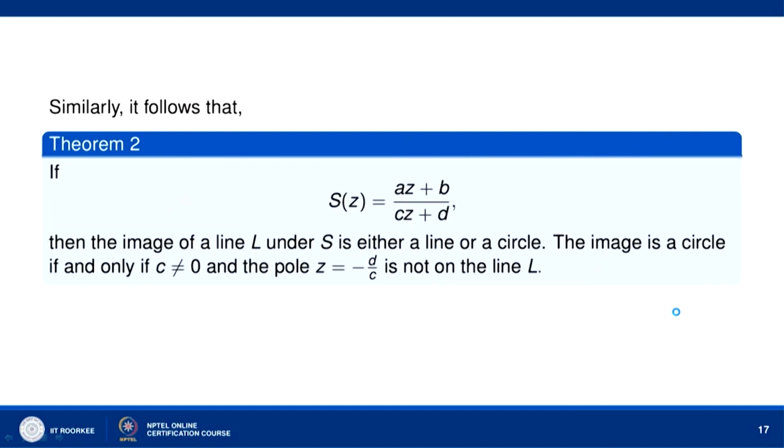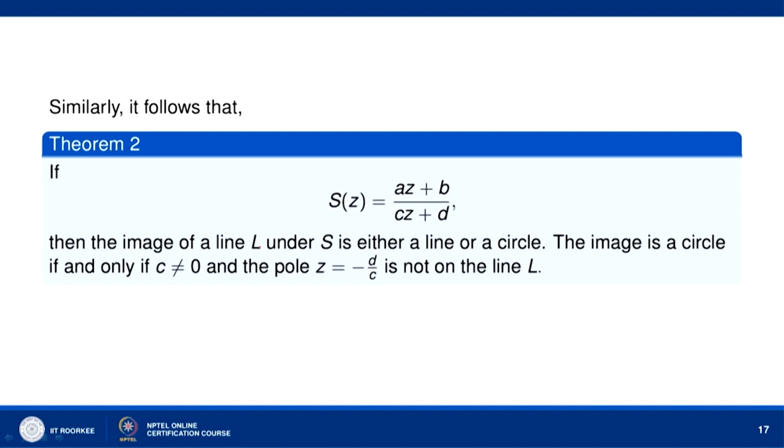Similarly, we have the other theorem which says that again if S(z) is a bilinear transformation, then the image of a line L. Now, we will take the case of a line. Earlier in theorem 1 we took the case of a circle in the z plane and we saw its image under S, whether it is a line or a circle. Now, here we will take a line in the z plane and we will see what happens under the bilinear transformation S. What is the image of the line L under S?